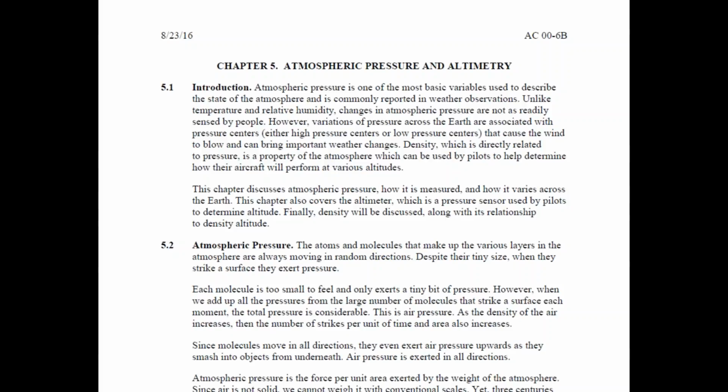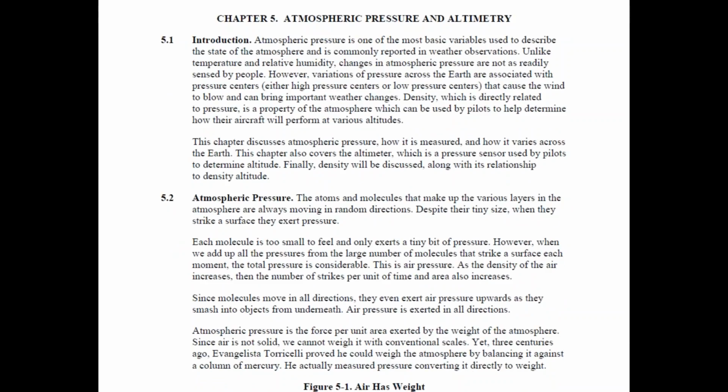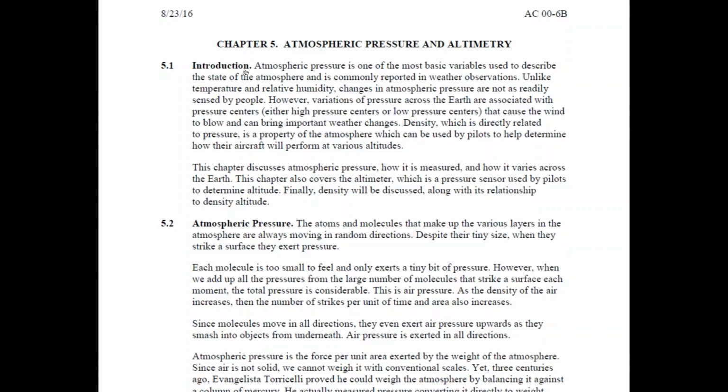So starting off here with atmospheric pressure and altimetry. Some of the stuff we'll read, some of the stuff we'll just discuss. Generally speaking, when we're talking about atmospheric pressure, I know you got a little bit of an introduction yesterday, those that were able to view yesterday's stuff. You saw that the atmosphere has several different layers, and each one of those layers is associated with different types of pressure and different types of temperature and things like that.